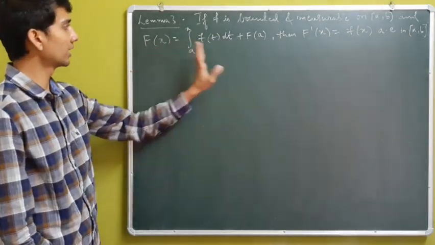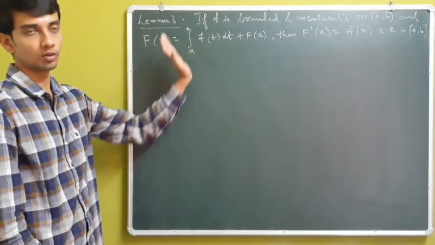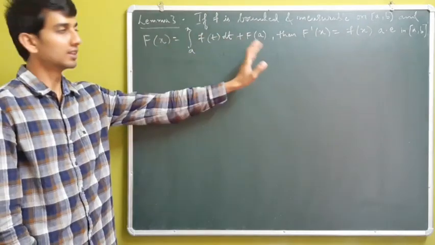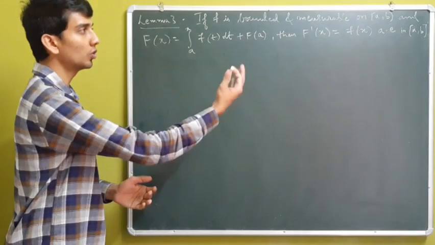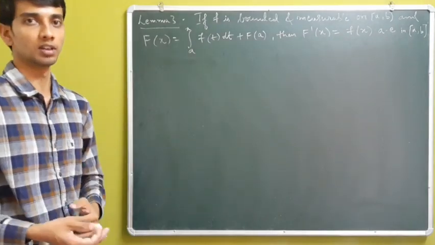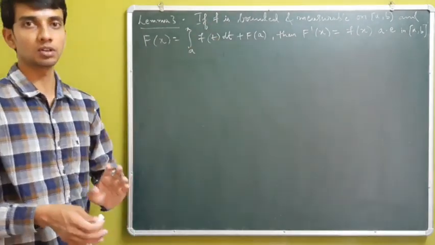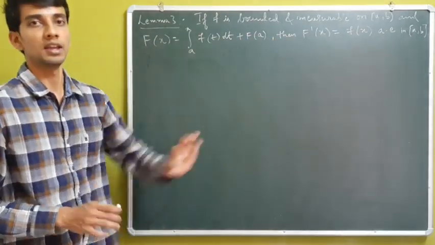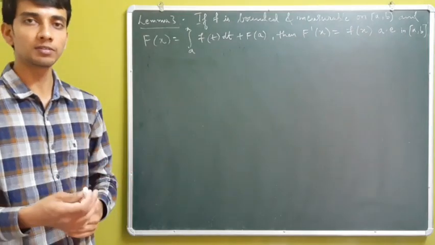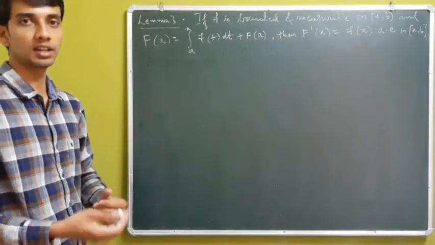Finally, we have Lemma 3, which states that if f is bounded and measurable on the interval and F is defined as the integral of f(t) over (a,x) plus F(a), then F'(x) is equal to f(x) almost everywhere in the interval. So f is bounded and measurable on the interval, and if F is defined as follows, then we have F'(x) to be equal to f(x) almost everywhere in the interval.